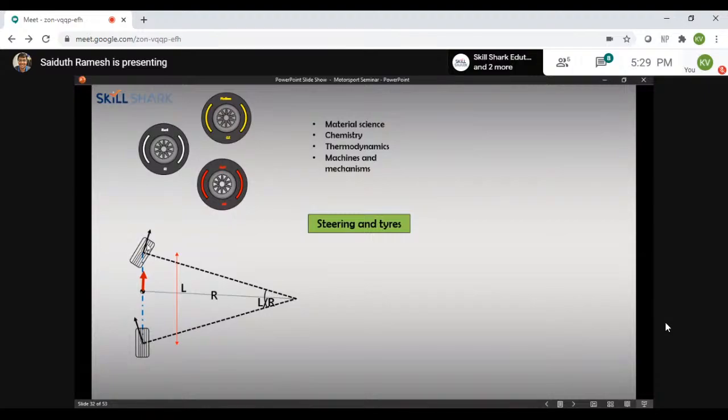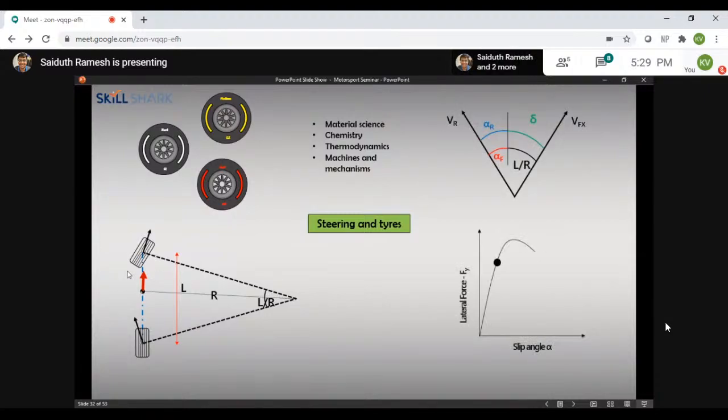But a tire has a limit for slip angle. That's something someone working in steering and tires needs to understand. This is a very basic graph. Lateral force increases till a certain slip angle, but if you go beyond that slip angle, the tire loses grip. So that's a factor to keep in mind.